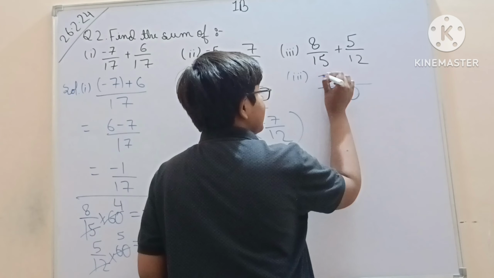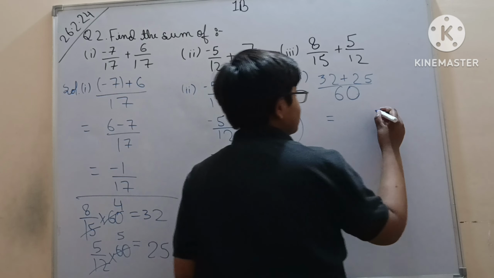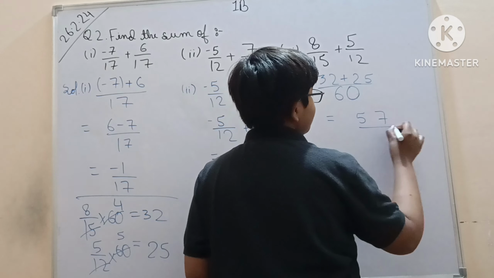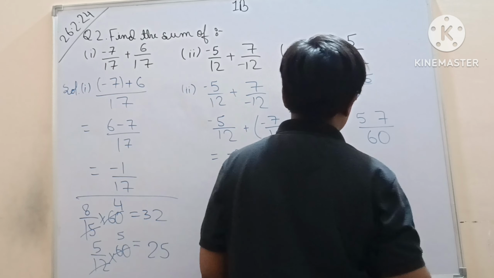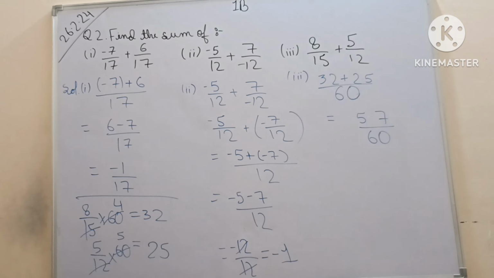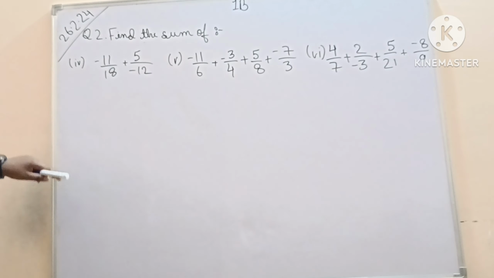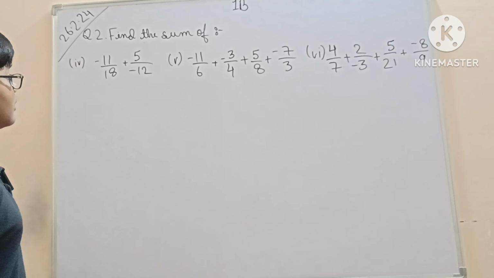Now here we will write the digits 32 plus 25. And now 57 divided by 60 will become our answer. So these are the answers of the first, second and third part. Now we are moving to the next part, which is of question number 2.